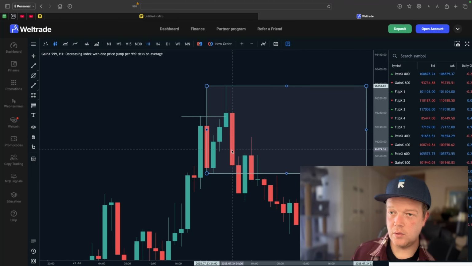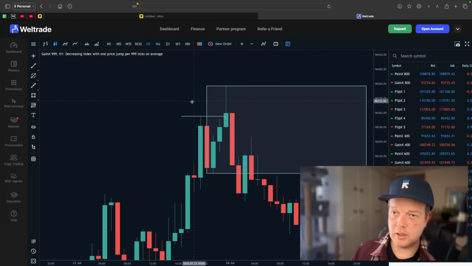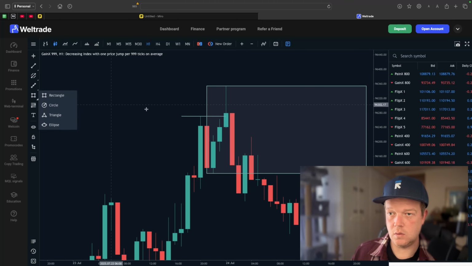So we took liquidity. We had a break of structure of this low. We created an order block. Immediately, we retraced into this order block.